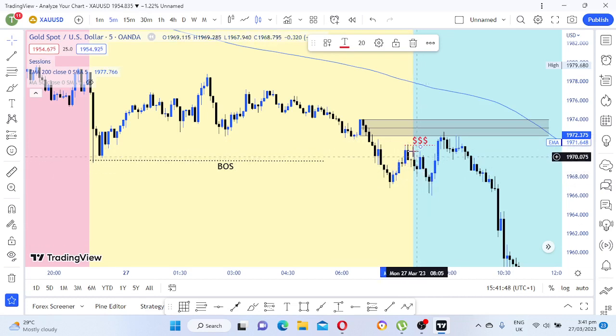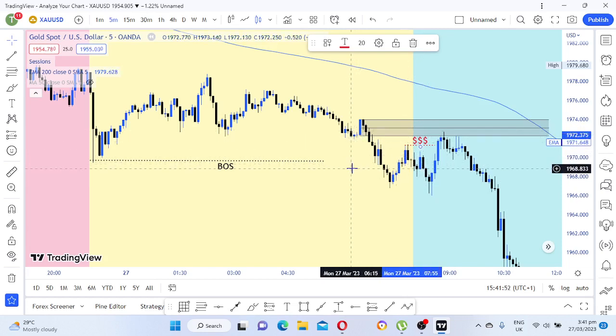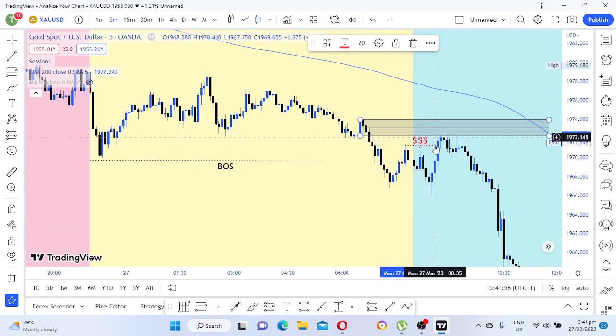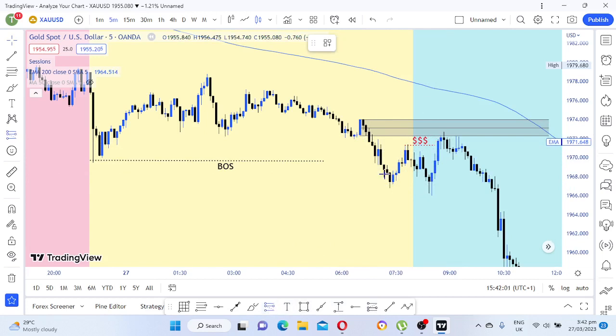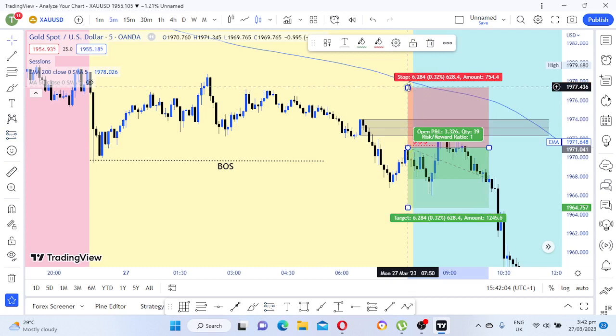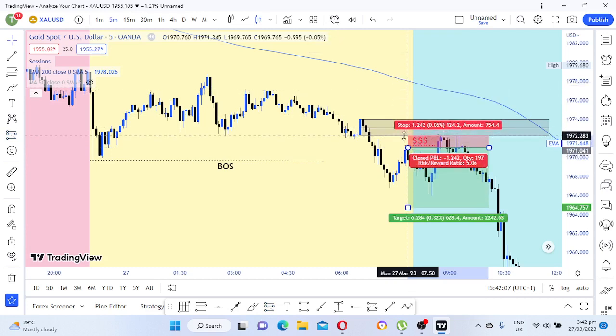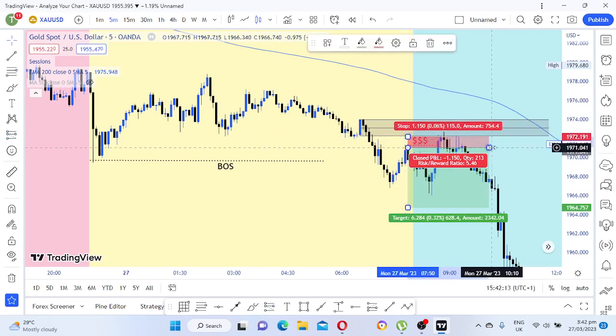While the market, the big banks, the big institutions, knew that they would take them out here, because they know that the early people that sold earlier, the people that sold here, would put their stop loss somewhere here. They knew that these early sellers would put their stop loss here.